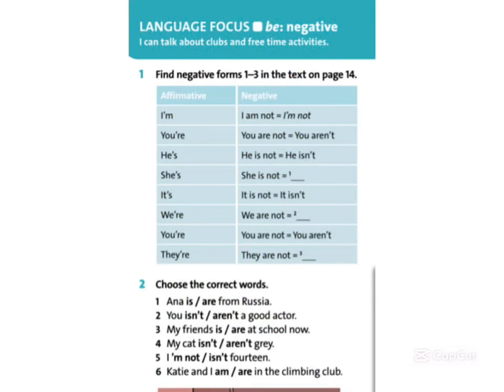Language focus: be negative. Be формасының болымсыз түрі өтетін боламыз. Exercise number 1. Find negative forms from 1 till 3 in the text on page 14. Бірінші жаттығуда біздегі негативті формаларын 1-ден 3-ге дейін дұрыстап қысқартылған түрінде қойып шығу керек болады.